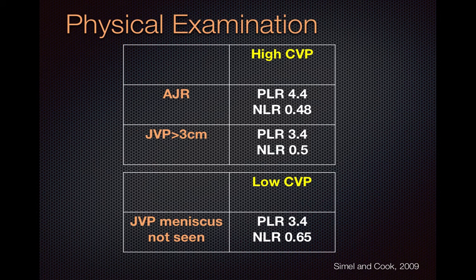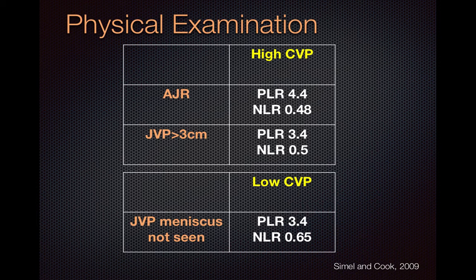The JAMA Rational Clinical Examination Series recommends to use an upper limit of normal of 3 centimeters above the sternal angle for the JVP measurement. A JVP that is higher than this cutoff has a positive likelihood ratio of 3.4 for elevated CVP. If the meniscus is not seen at all, this has a positive likelihood ratio of 3.4 for low CVP.